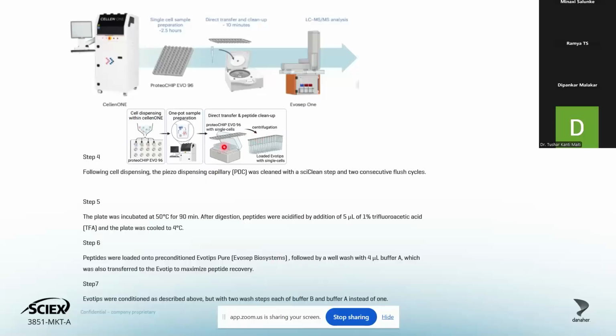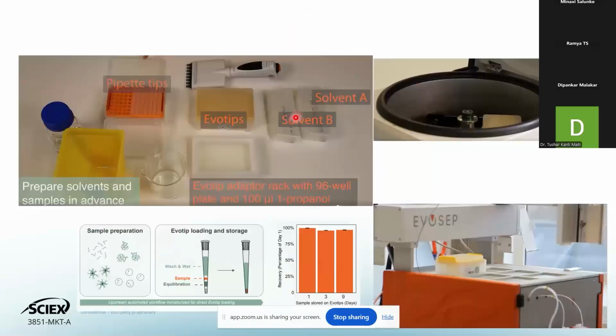So these are the different steps you can see here. Single cell sample preparation can be done in 2.5 hours, and then directly transferred and cleaned up within 10 minutes, and then transferred into the Evosep LC system here. So these are the different things like pipette tips, Evotips, different solvents, all these things you need to arrange before starting the single cell analysis.